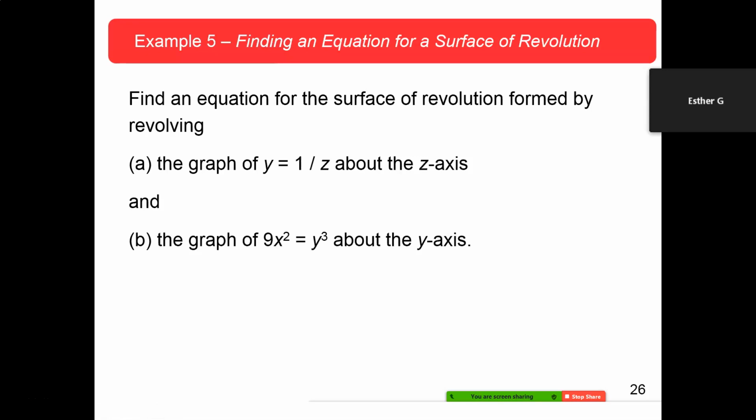Let's do that. That would give you x squared is equal to y cubed over 9, and then take the square root of that, and you get x is equal to plus or minus the square root of y cubed over 9. Okay, I guess I should go and write that down.